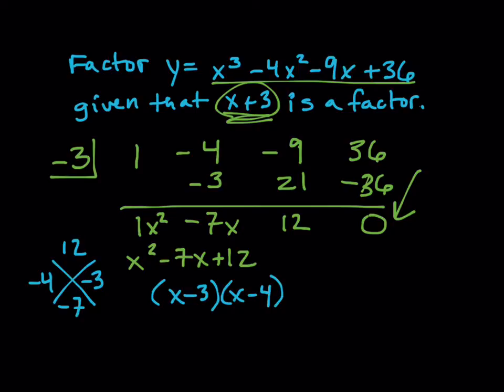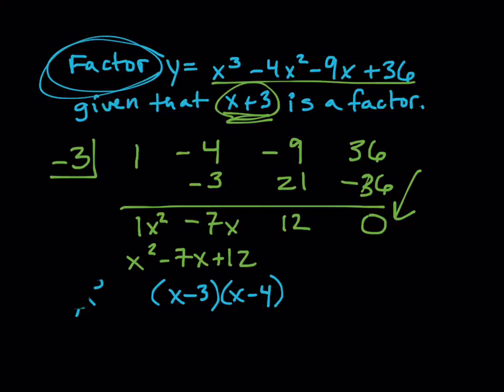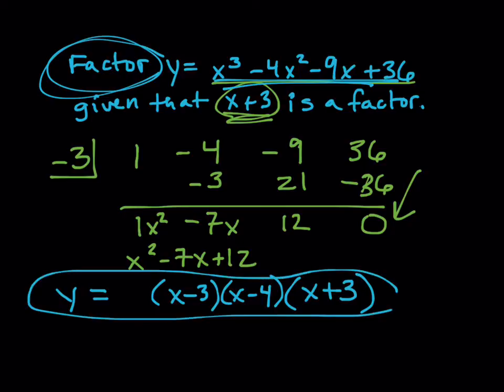Right. Now this one said to factor it completely. So this problem does want you to write your answer in a very specific way. And we want to write this as y equals, and then we're just going to break this polynomial down into its complete factorization. All right, so we have two of them, x minus 3 and x minus 4, and then we also have the other one that we were given at the beginning, the x plus 3. All right, so this would be how you would write your final answer.